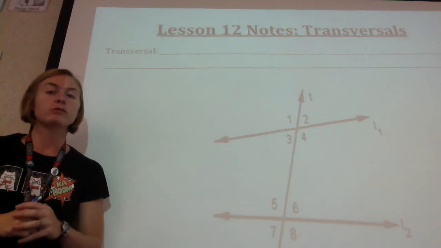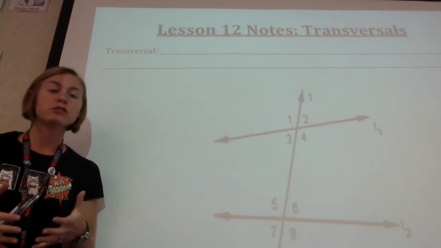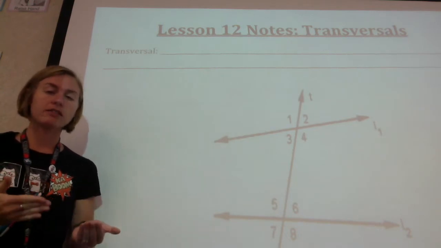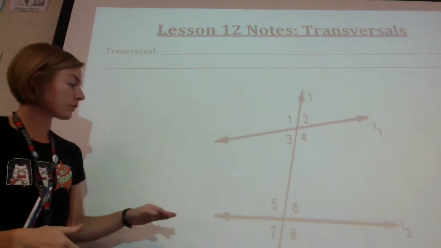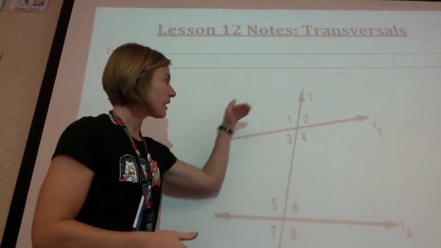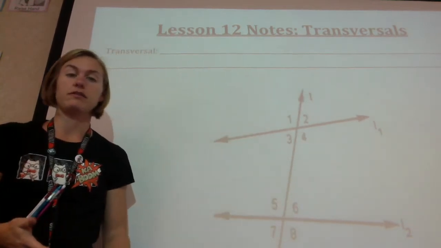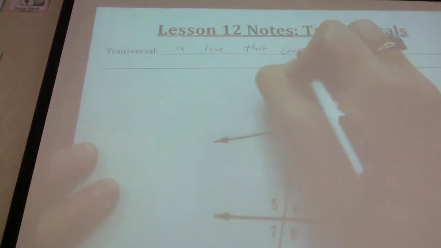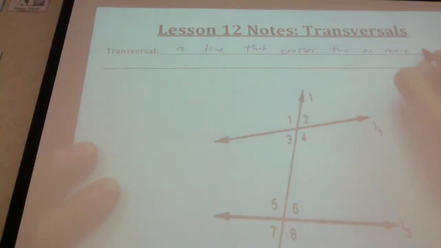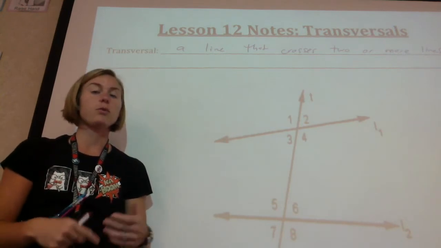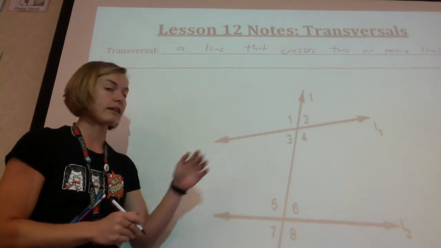Lesson 12 is about transversals, and transversals are just lines that cross other lines, okay? Specifically crossing two or more lines. So right here we have two lines, and then this right here would be our transversal. So let's write down the definition of that. So a transversal is a line that crosses two or more lines, just like in this example.